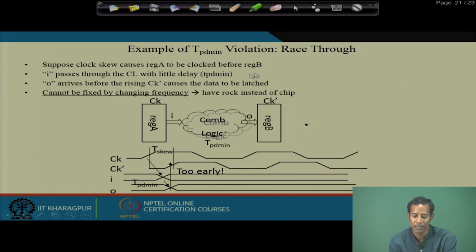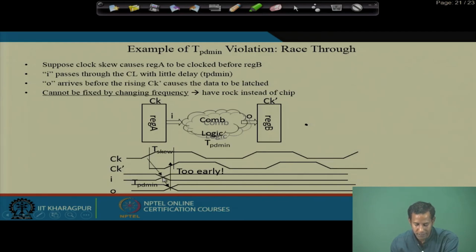Then the example of T PD min: if the propagation delay is minimum, what violation will we get? The same circuit, where register B is now connected with the original clock, whereas the skewed clock is connected with register A. This is the original clock, and this is the skewed clock.